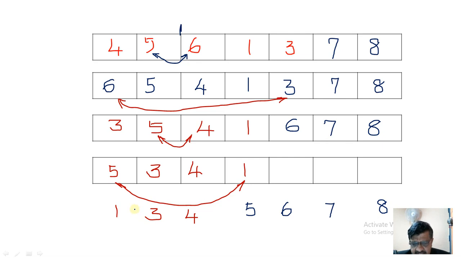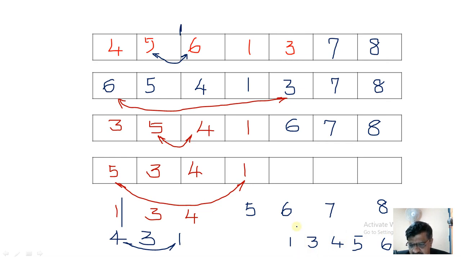Now, once again, 3 by 2 is 1 and he is the parent. His children are 3 and 4. 4 emerges to be the biggest, so 4 will go over here. 3 remains there, 1 is here. 4 will be exchanged with the leaf, 4 will come over here. Then the array becomes 1, 3, 4, 5, 6, 7, 8.